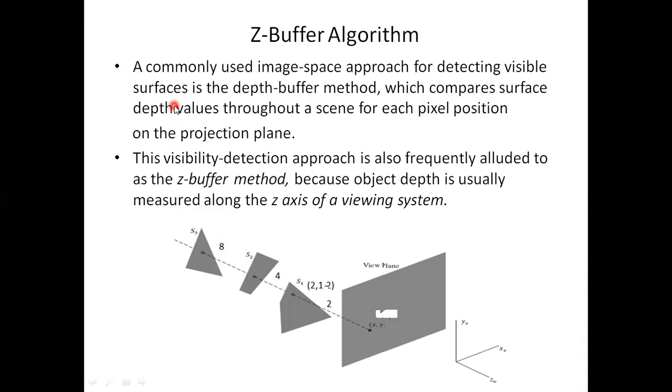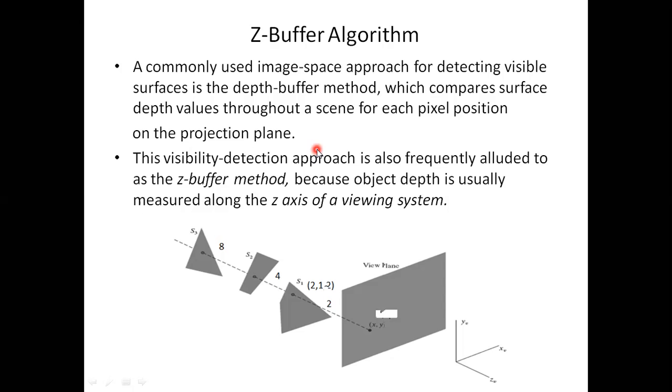We have clearly seen the classification of these algorithms: object space approach and image space approach. In the object space approach, it took a part of the object, that is edges or points, and determined whether it belongs to the front face or back face. But the second type, the image space approach, takes pixel by pixel and checks whether that pixel belongs to a front face or a back face.